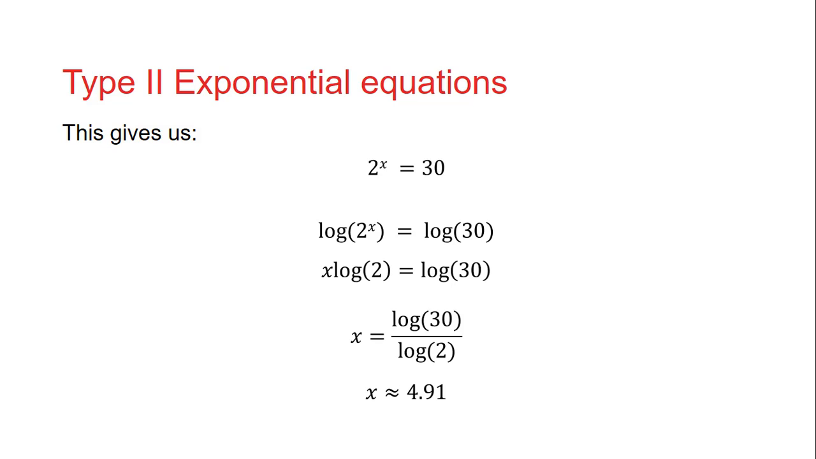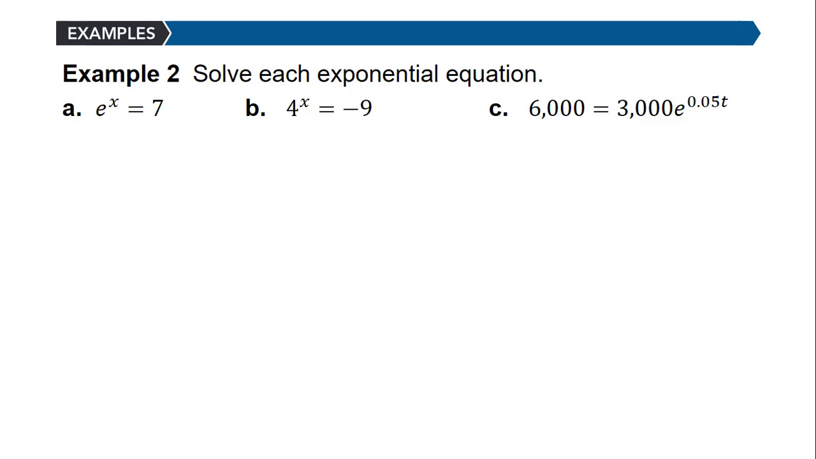If we just look at this basic example of 2 to the x equals 30, if I take the log of each side, I would get log of 2 to the x equals log of 30, and this is a common log. So by the power property, I get x times log of 2 equals log 30. And then I can divide each side by the log of 2. And so log of 30 divided by log of 2 is approximately 4.91. So we will apply those steps.